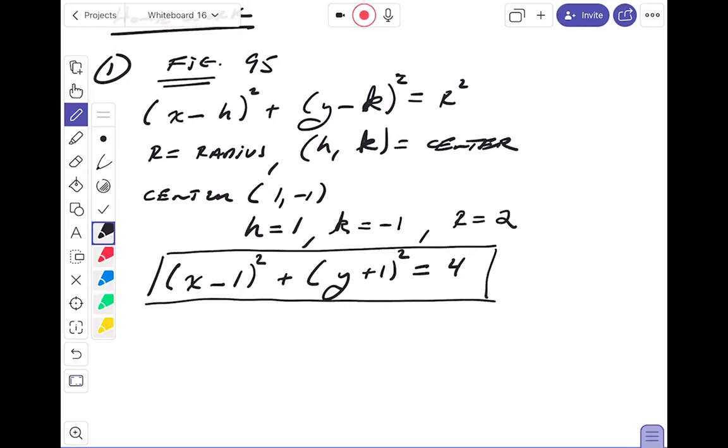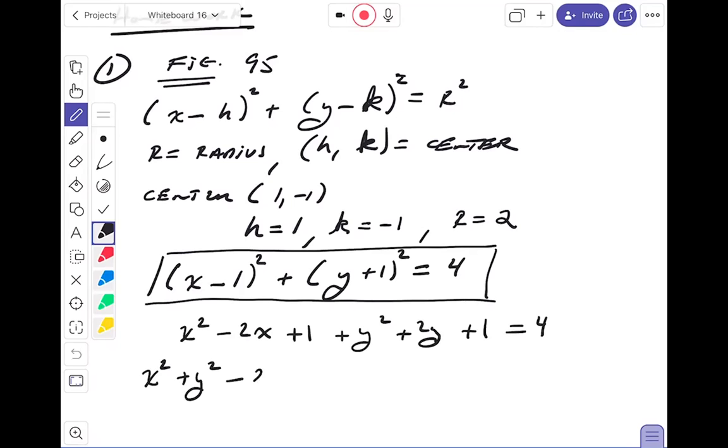I want to point out I do want to expand it. x squared minus 2x plus 1 plus y squared plus 2y plus 1 equals 4. I'm going to collect the squares together, x squared plus y squared, and then I got minus 2x plus 2y. So I got squares, linear terms, and a constant term over here. What's that going to be? We're looking at it, 1 plus 1 is 2, but I'll take 4 from both sides, so that'll be minus 2.